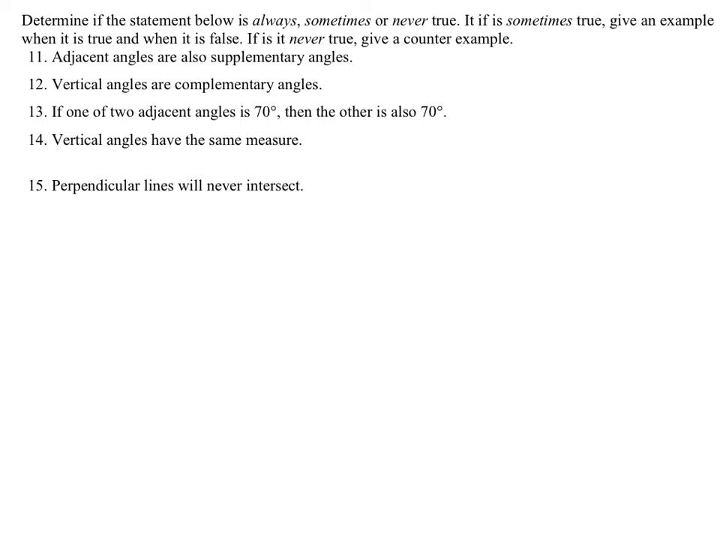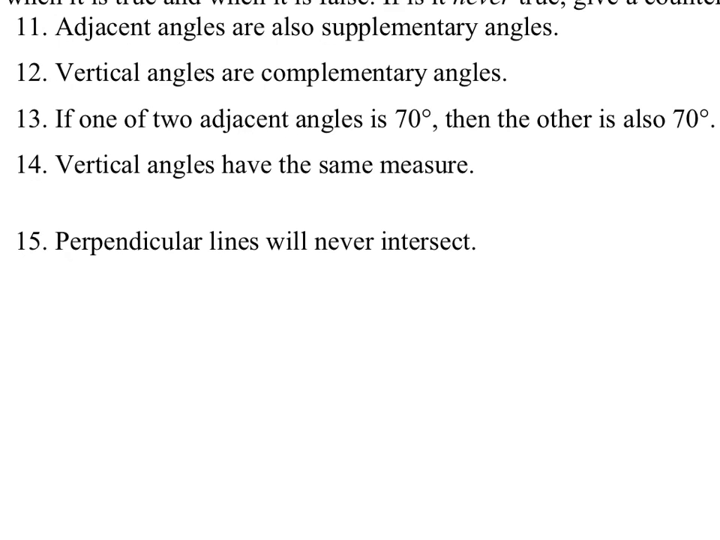Determine if the statement below is always, sometimes, or never true. If sometimes true, give an example when it is true and when it's false. If it's never true, give a counterexample. All right. Adjacent angles are also supplementary angles. That is false.